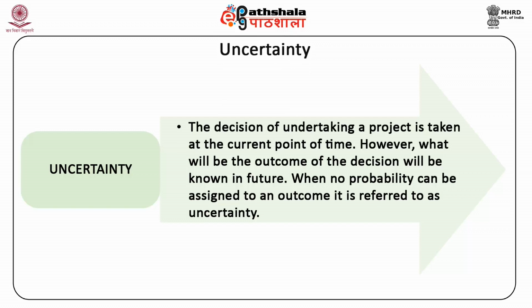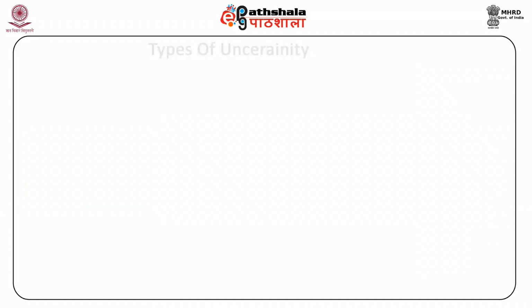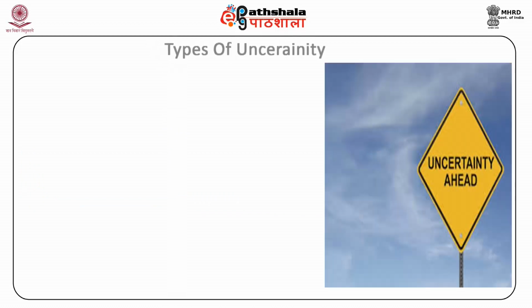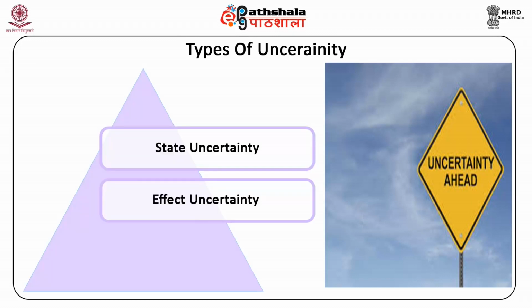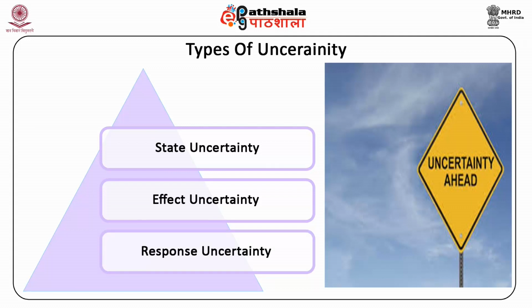Some economists contend that when probabilities could be assigned to various outcomes, it is called risk, and where no probability distribution can be constructed, it is referred to as uncertainty. It is important to understand the nature of uncertainties. They must also be quantified and weighted. Their impact on the project must also be measured. There are majorly three types of uncertainties: state uncertainty, effect uncertainty, and response uncertainty.